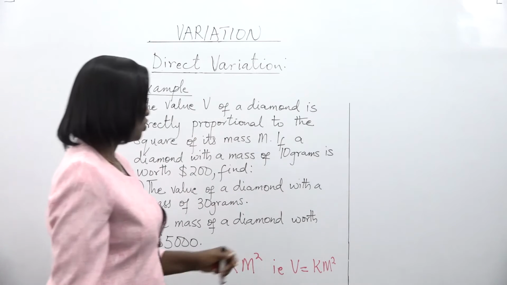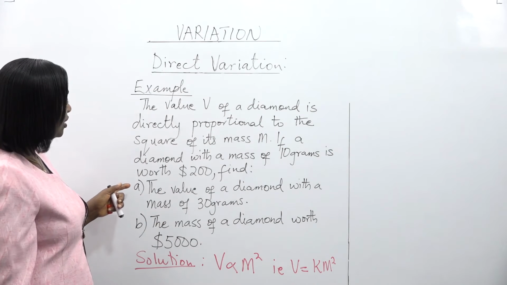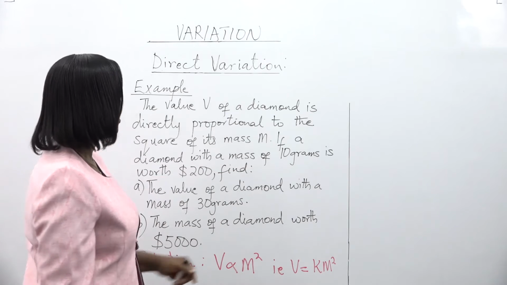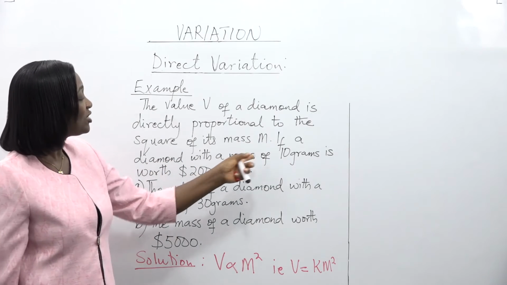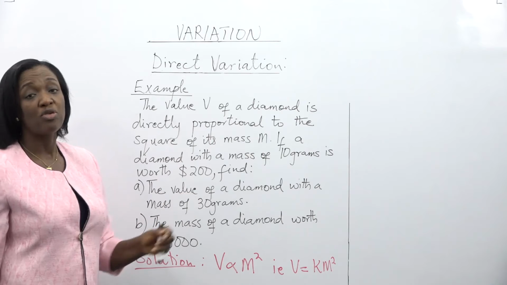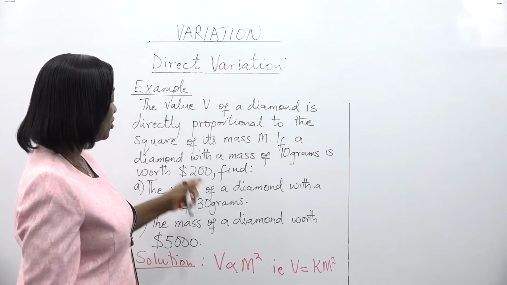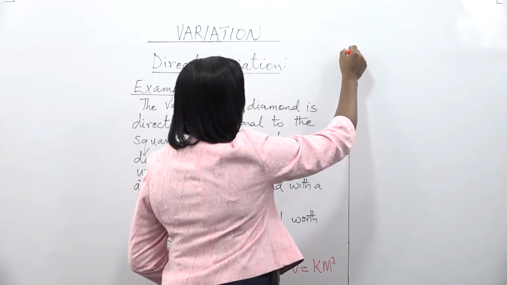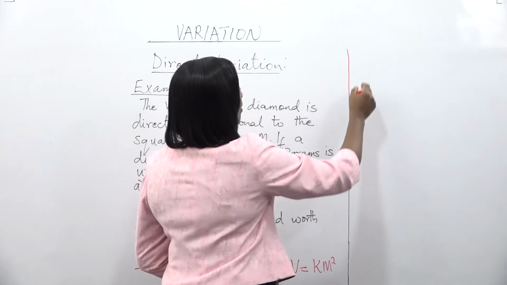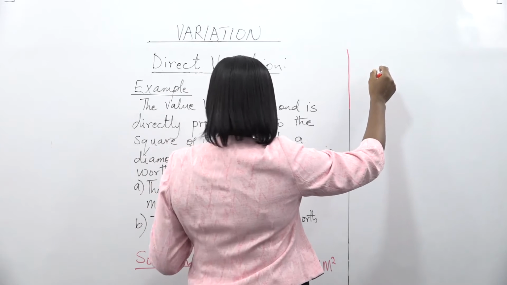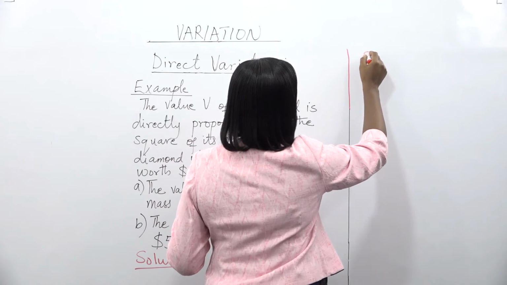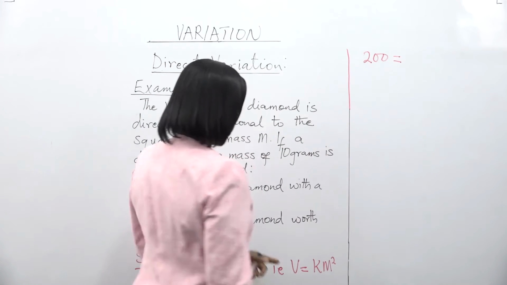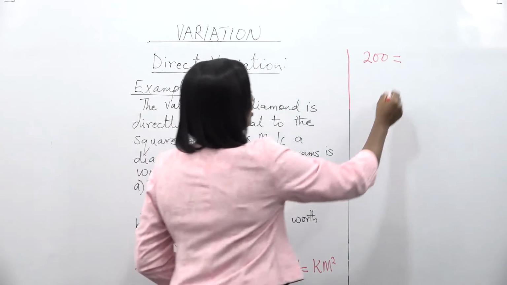So if we have that V is equal to Km squared, we have been given that a diamond with a mass of 10 grams is worth $200. So we need to input that into the equation. The worth is the V, so 200 is equal to Km squared.